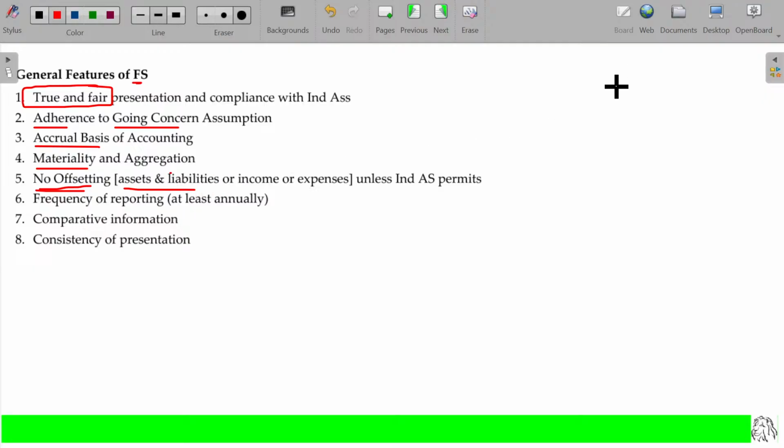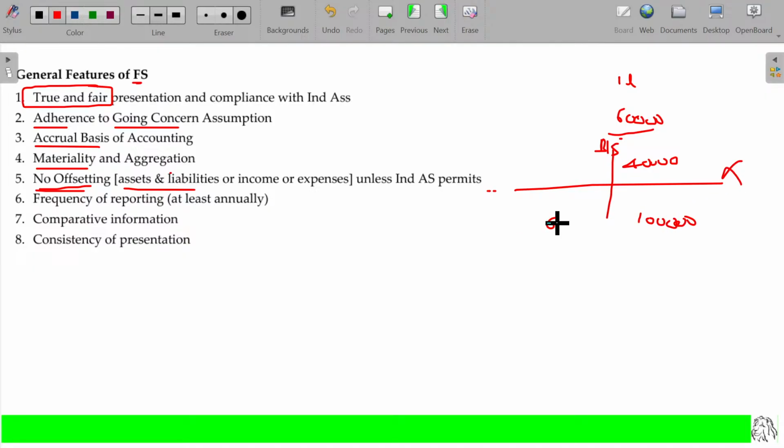For example, you may purchase an asset on hire purchase. The value of the asset being 1 lakh, the amount payable for this asset to the hire vendor may be 60,000 rupees. You should not offset this, and showing 40,000 as your asset in your balance sheet is prohibited. This is not the right way. Asset value being 1 lakh and amount payable to the hire vendor being 60,000, that's how you can show. This is called showing as it is, not offsetting.